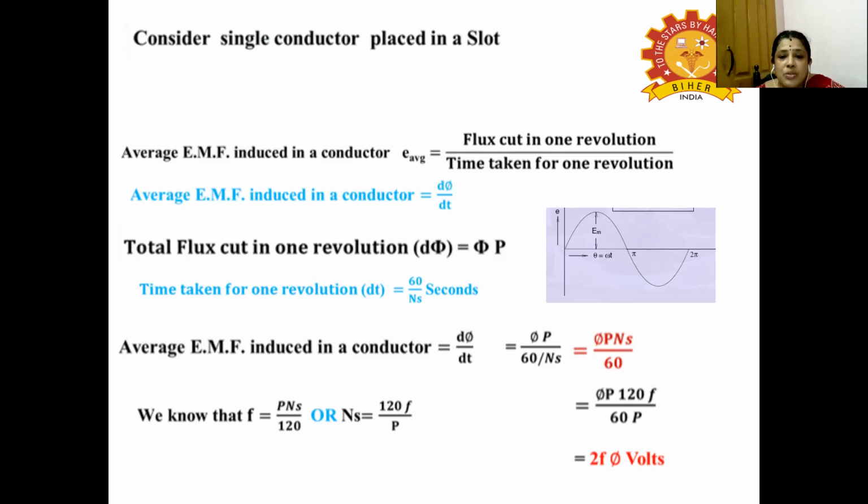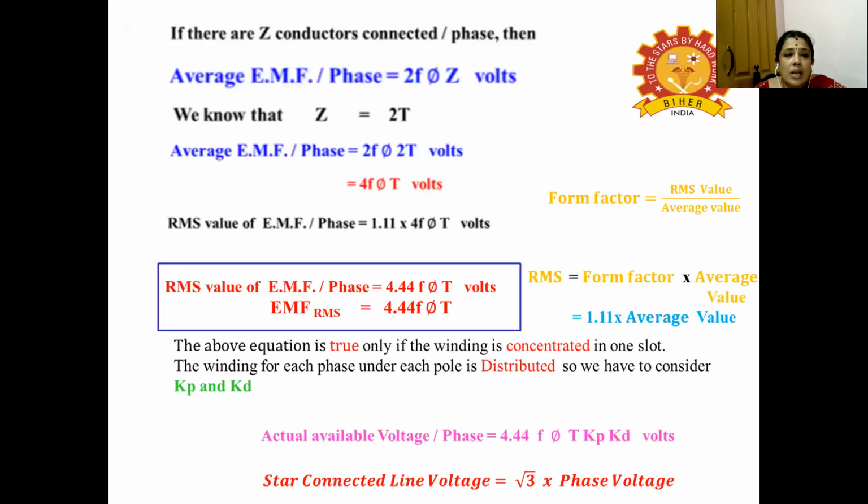So when I substitute this, the average EMF induced in the conductor is equal to d phi by dt, that is phi into P divided by 60 by Ns, which is equal to phi P Ns by 60. We know that f is equal to P Ns by 120, or Ns is equal to 120 f by P. So when I substitute over there, I get 2f phi volts. I have considered one conductor; now I'm going to consider Z conductors. If there are Z conductors connected per phase, then average EMF per phase will be 2f phi into Z.